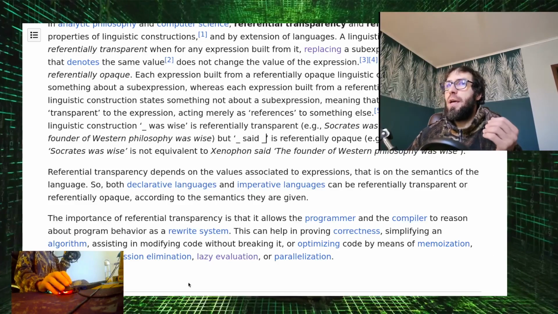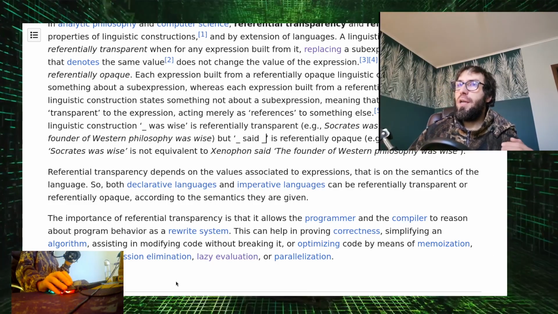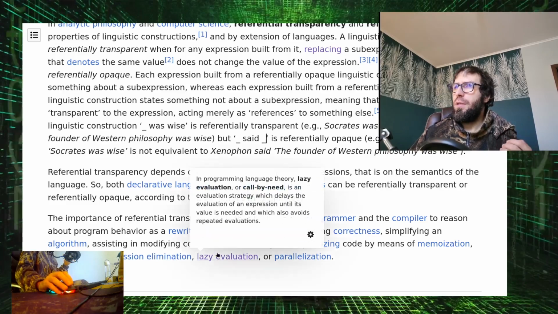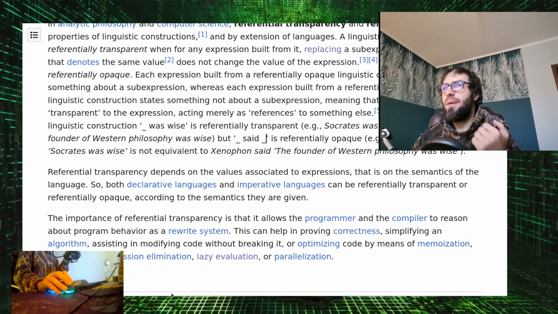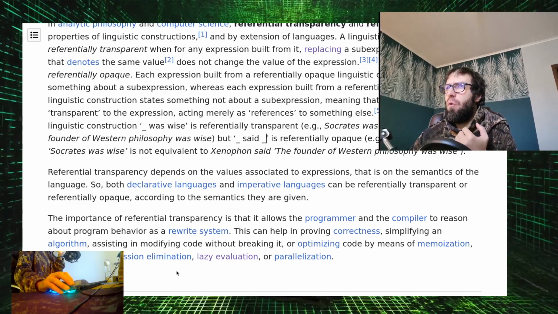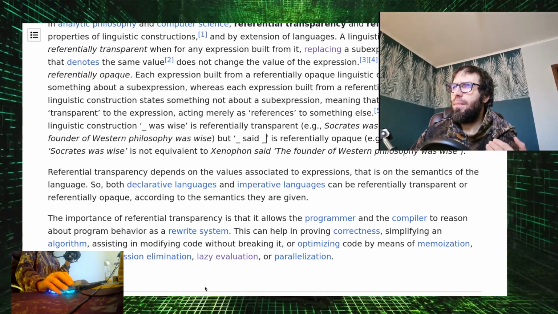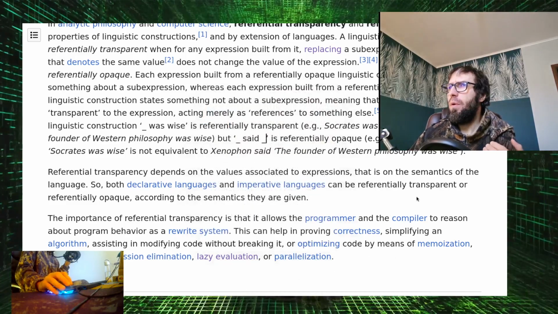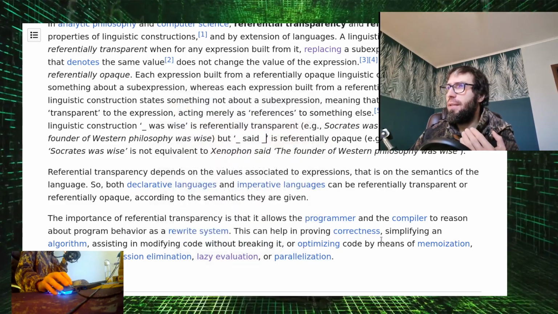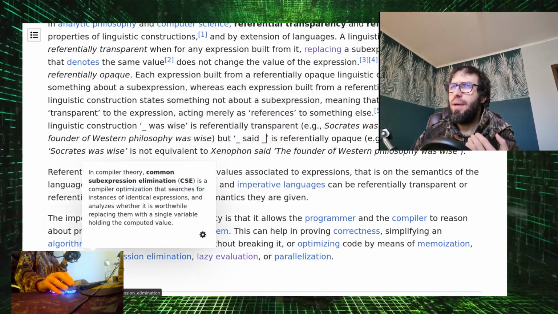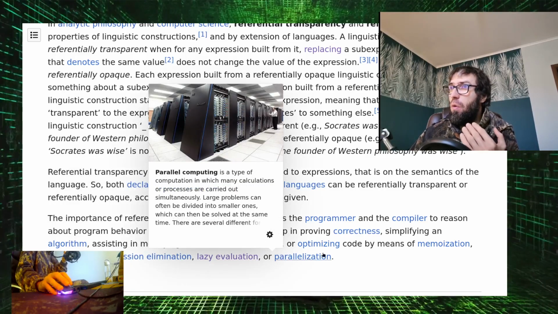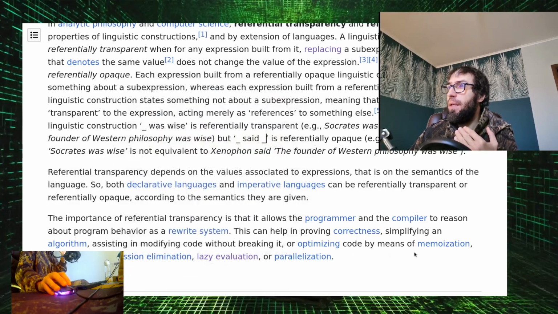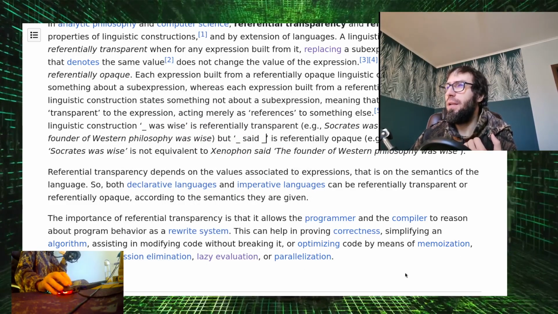In computer science, referential transparency is important because it allows the programmer and the compiler to reason about the behavior of a program as a rewrite system. This can help improving correctness, simplifying an algorithm, assisting in modifying code without breaking it, or optimizing code by means of memoization, common sub-expression elimination, lazy evaluation, or parallelization.